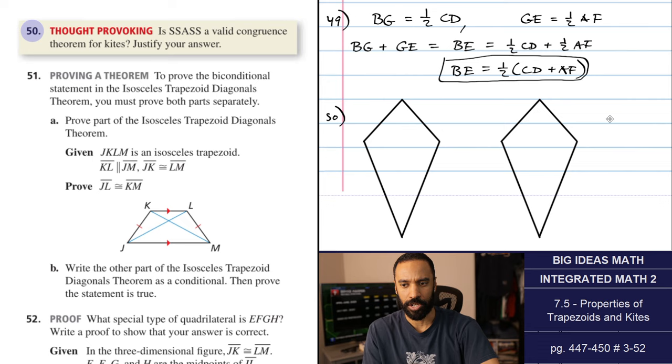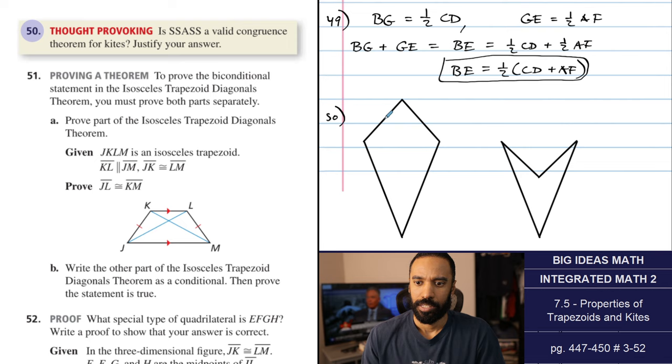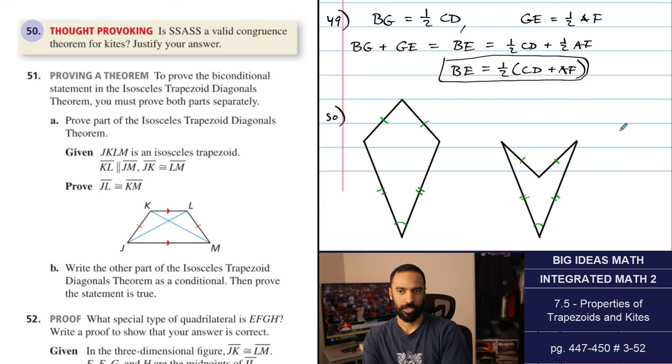are they congruent? I don't think so, because I could make another kite that has the same set of sides. Like I said, concave. I could make a concave set of kites right here, and I could do side, angle, side. Well, I guess I'll just say side, and the kites aren't congruent. So no. One could be concave, one could be convex.